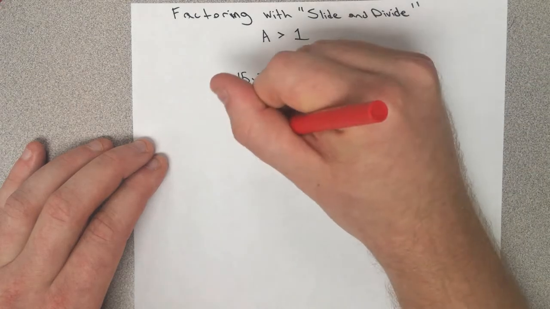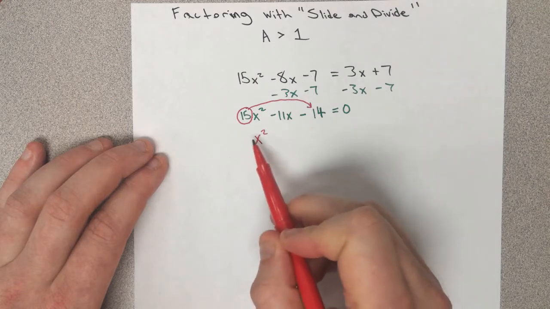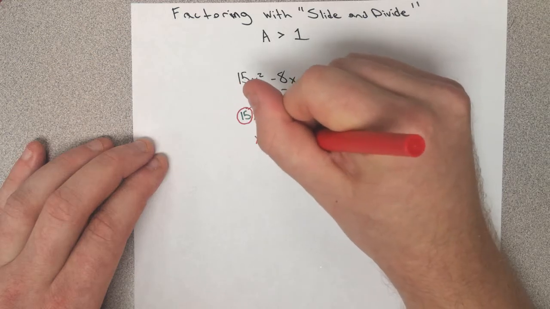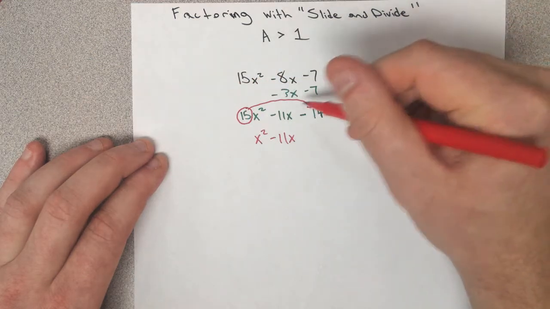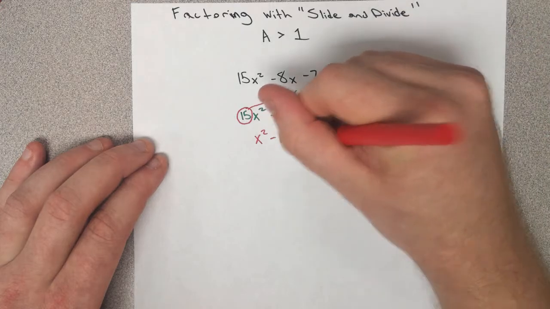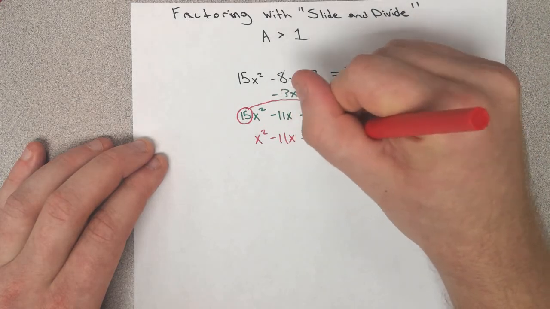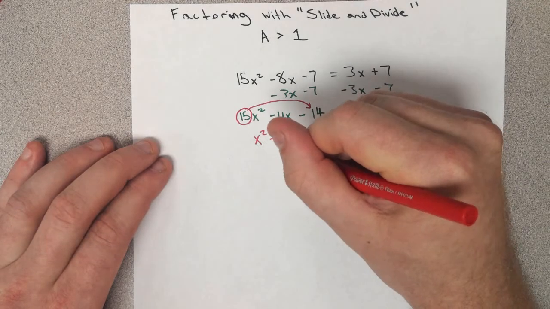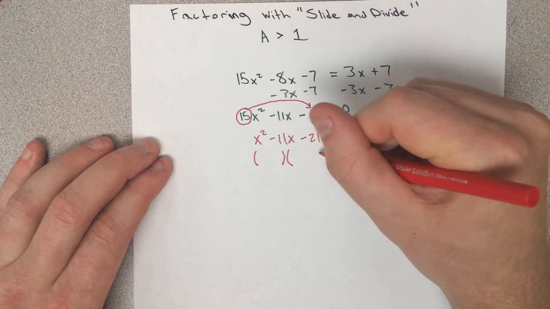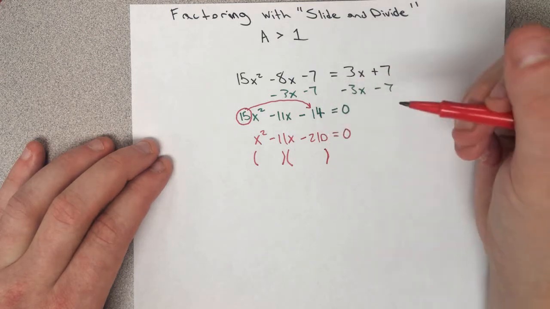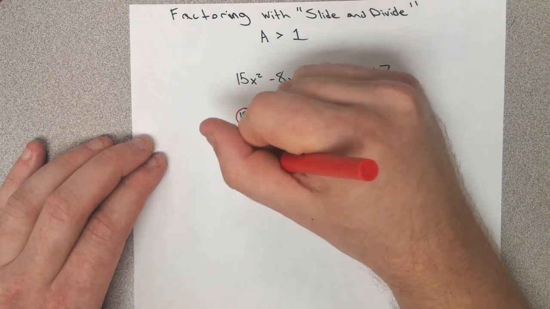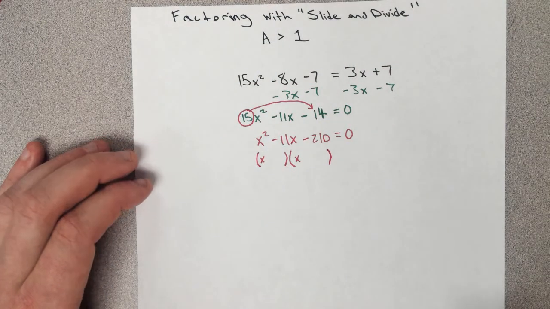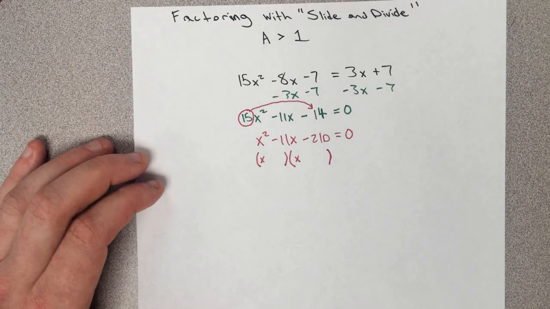That will give me an equation where my a is 1. It's just going to change it a little bit. X squared, the minus 11x doesn't change, but we've multiplied 15 times negative 14 to give us negative 210, still equal to 0. Now I want to factor this just like any other quadratic equation where a is equal to 1. So I should have x plus or minus a number times x plus or minus another number. We just have to do a little bit of work to figure out what those numbers are going to be.